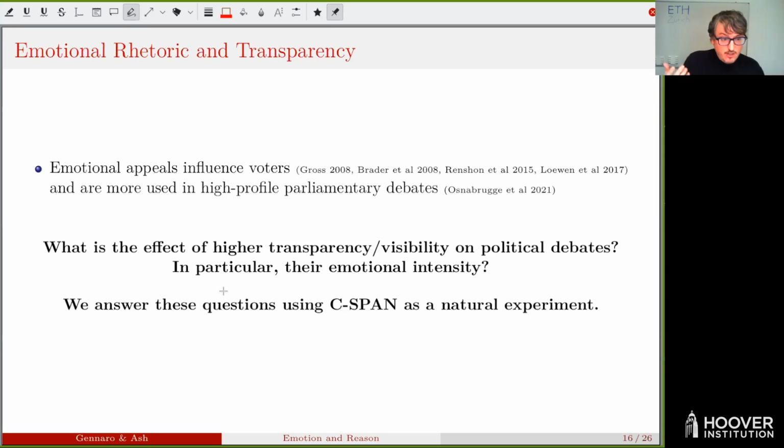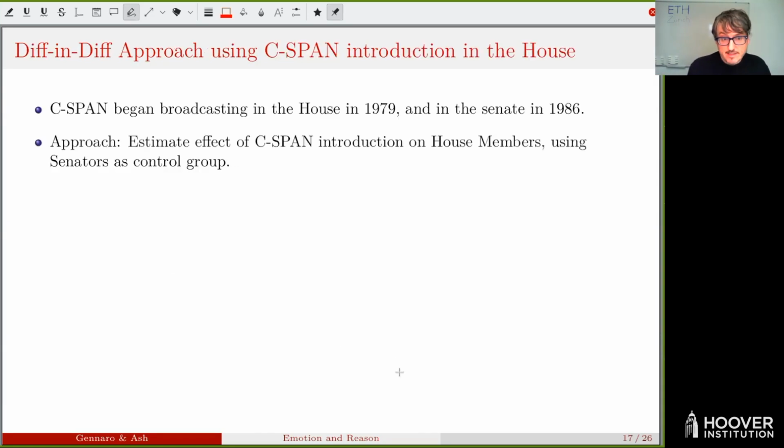And we can actually look at this question using C-SPAN as a natural experiment. When C-SPAN comes in, or when C-SPAN viewership goes up, does emotionality go up in political debates? The first way we do this is a differences-in-differences approach. C-SPAN began broadcasting in the House in 1979, and it didn't start broadcasting in the Senate until 7 years later. So this is a nice diff-in-diff, where we can estimate the effect of the C-SPAN introduction on the House members using the senators as a control group.